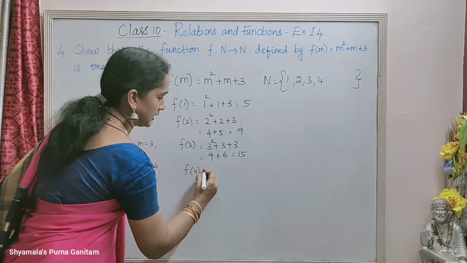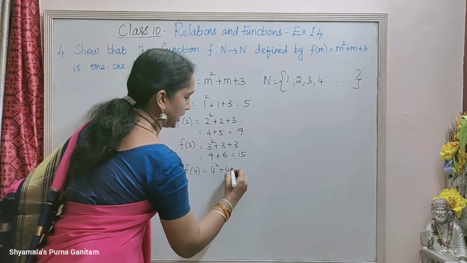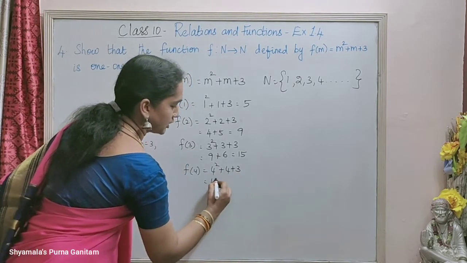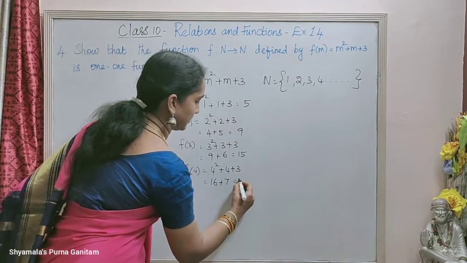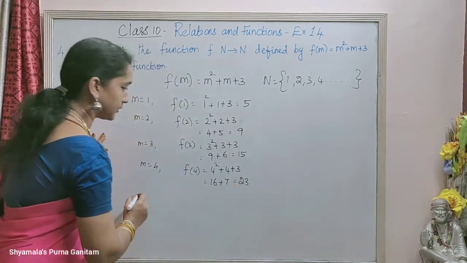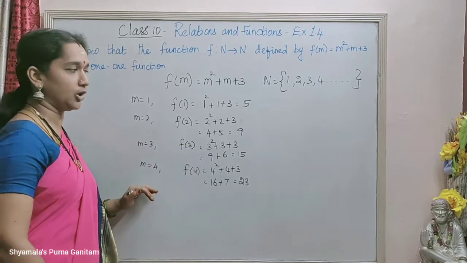Then m is equal to 4. f of 4 is equal to 4 squared plus 4 plus 3. So 4 4s are 16, 16 plus 7 is 23. So like this it will go on.